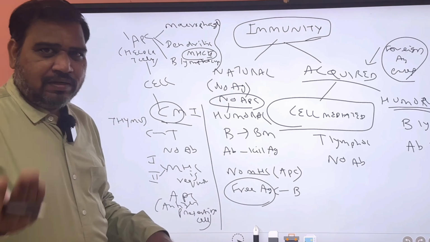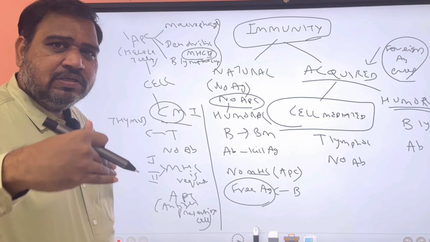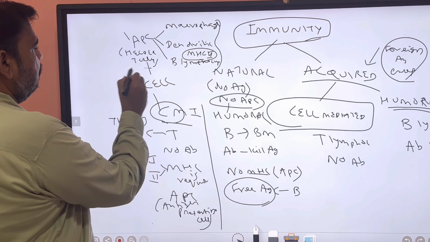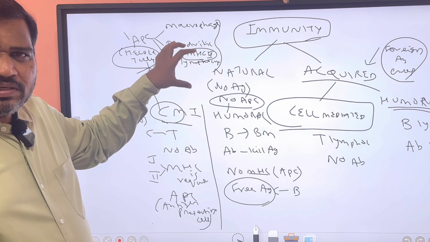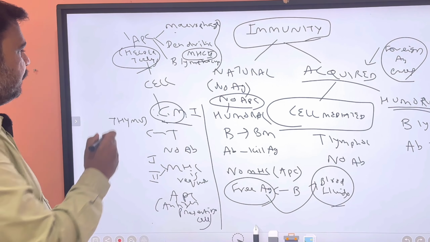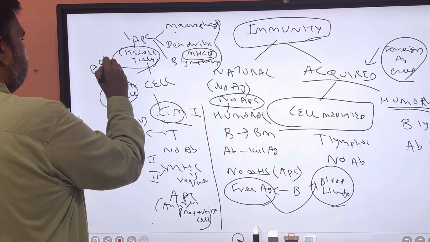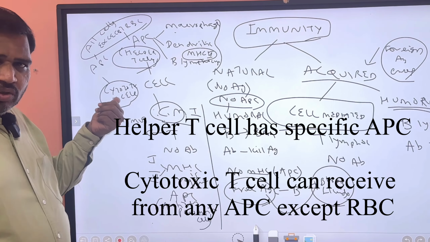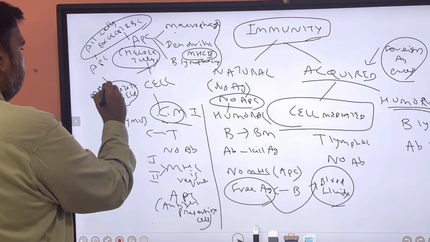I will be explaining. So MHC2, major histocompatibility complex 2. That means MHC1 is there, MHC2 is there. MHC2 is for helper T cells, and this MHC2 is present in three antigen presenting cells: B lymphocyte, macrophage, dendritic cells. If it is cytotoxic T cell, again an antigen presenting cell is needed, which can be all cells except RBC. For cytotoxic T cell, one type of T cell, it is MHC1.